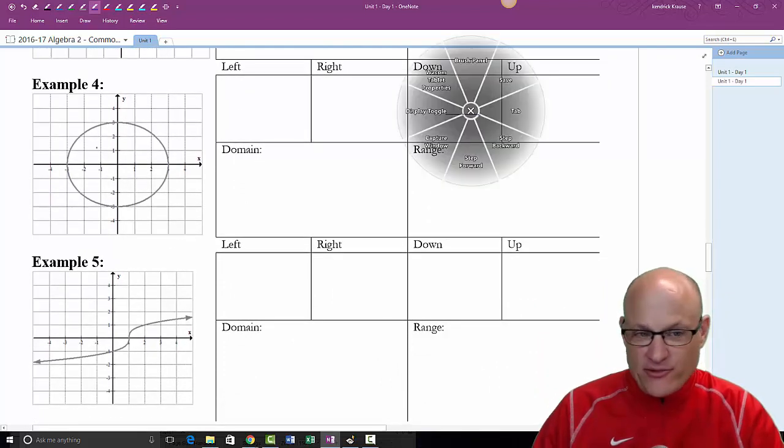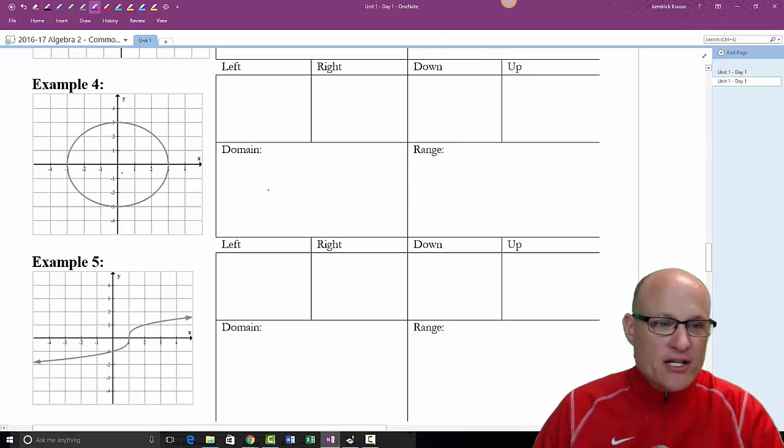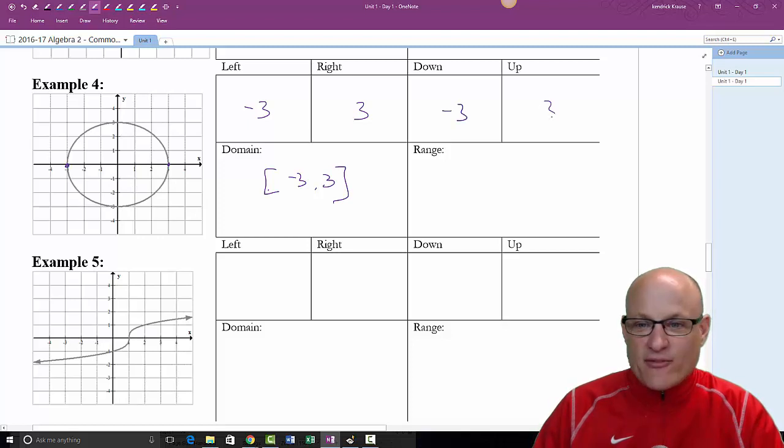By the way, is this a function? The answer, of course, is no. It does not pass the vertical line test. So the leftmost number is negative 3. The rightmost number is positive 3. Notice it hits both, so we'll use brackets. The lowest it goes is -3. The highest it goes is +3. It hits both, so we'll go -3 to +3. Boy, that was a simple one.